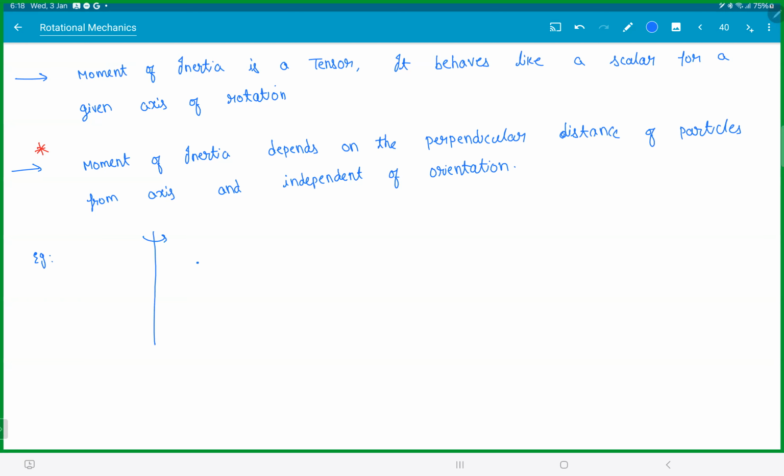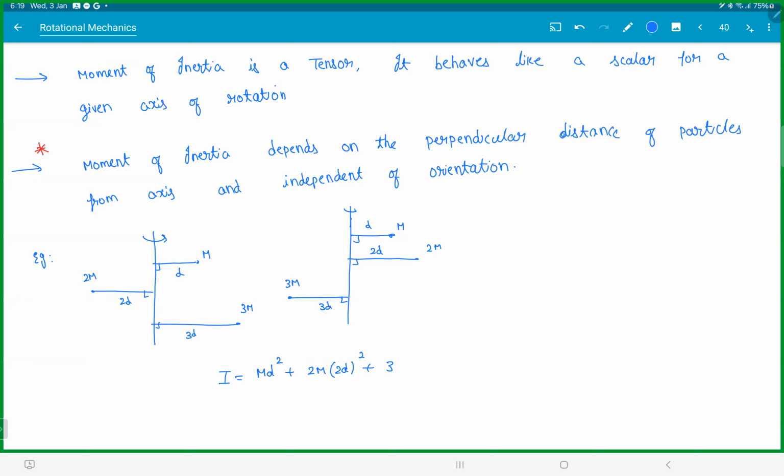suppose if this was the axis, this was mass m, distance d, this is 2m, distance 2d, this is 3m, 3d, so three particles. The same thing: m, distance d, 2m, 2d, 3m, 3d. Tell me one thing, what is the moment of inertia in both the cases? So I will be m into d square, 2m into 2d whole square, 3m into 3d whole square.